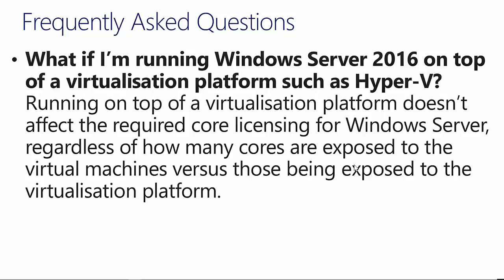Now, just to go with the last question, what if I'm running Windows Server 2016 on top of a virtualization platform such as Hyper-V? This normally gets asked in terms of, what if I'm only assigning 2 cores each to 2 VMs, for example? Well, that's not really part of the conversation. You're actually licensing the underlying hardware, not the virtualization platform or the number of cores the VMs themselves see. So if it's a 16-core server, you need 16 cores licensed. If it's 24 cores, you need 24 cores licensed. Running on top of Hyper-V or different offerings from VMware or another virtualization platform doesn't change what the underlying operating system licensing requirements are.